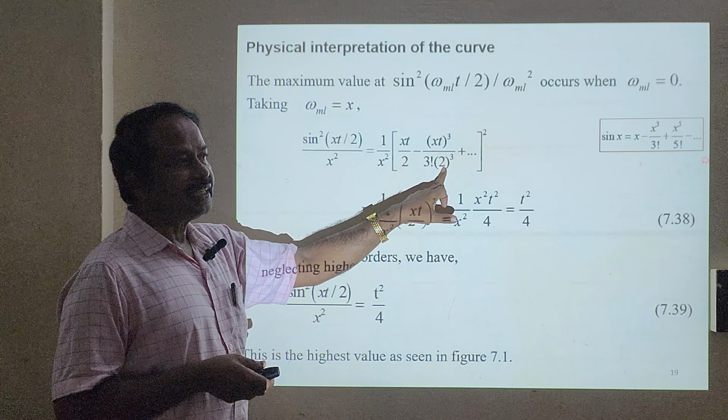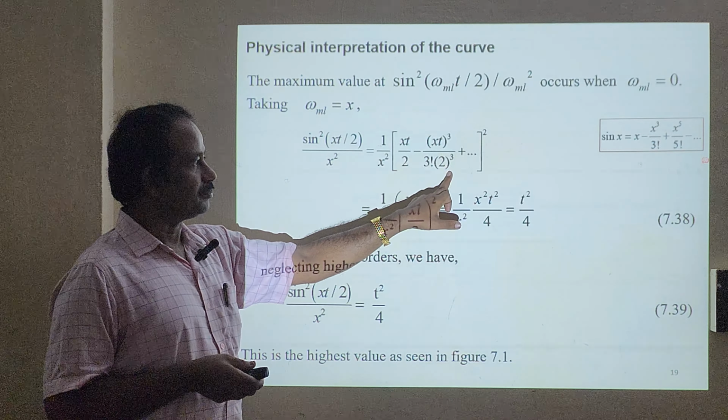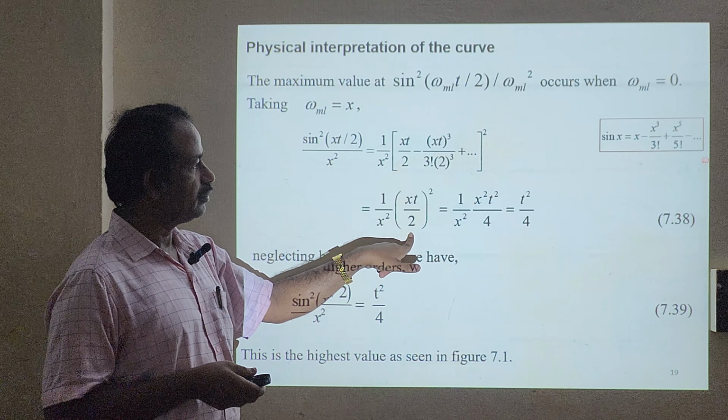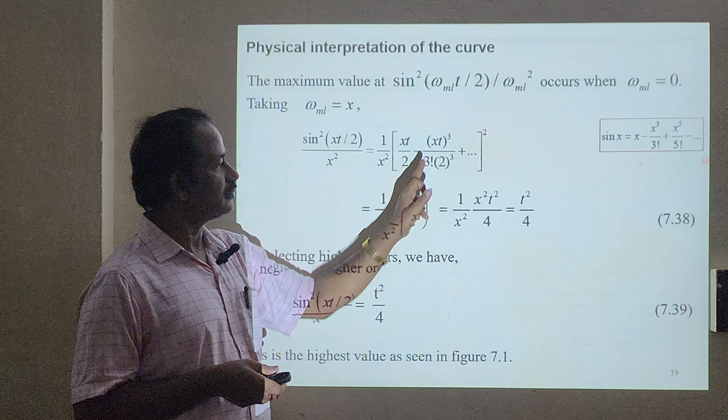Now we are going to neglect the higher terms, so we will have only this term alone. So we have 1 by x squared, times xt by 2 whole squared. This square is there, so x squared and x squared will cancel, and you have t squared by 4. Neglecting the higher-order terms, we have only t squared by 4, which is nothing but the peak value. So this is the highest value, as shown in the figure. As I said, this is very important, a 1 mark question.